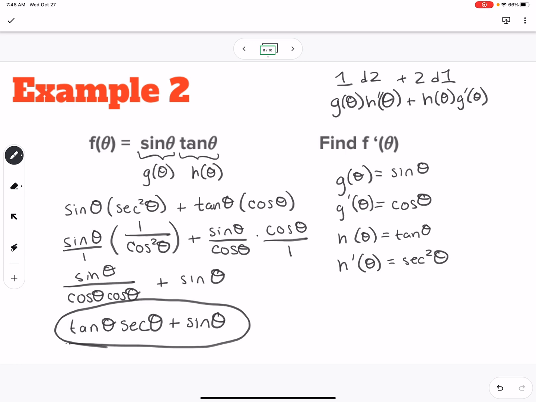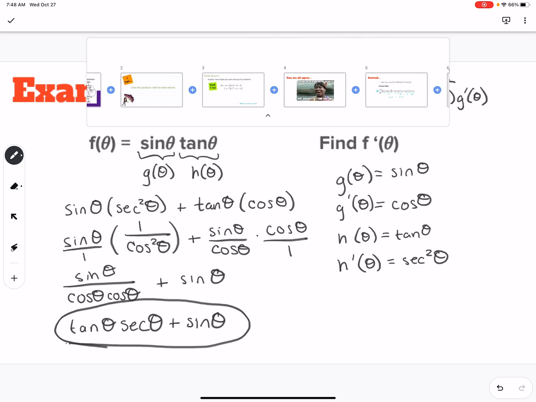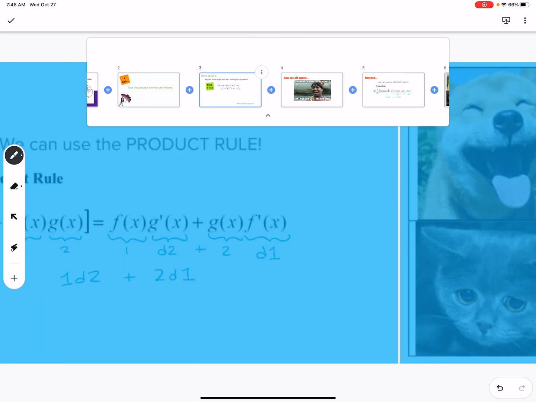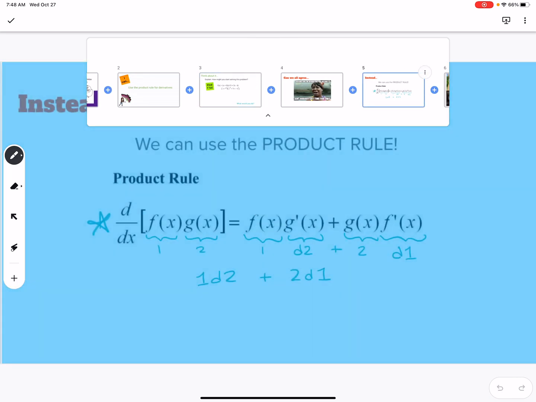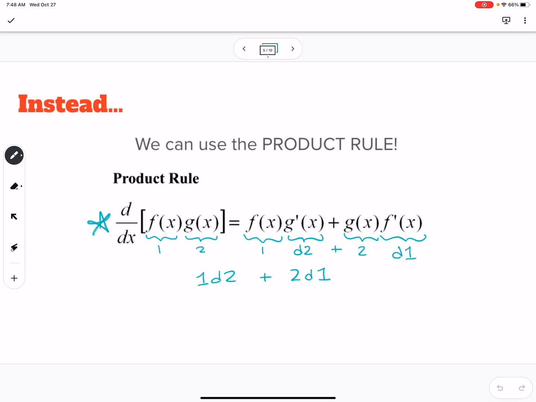Give you guys just one more second, make sure we're all caught up. All right, and one more time, I'm going to go back to that product rule, just so we have it engraved in our minds. You are going to use this on your practice today. Good luck, you all. I know you can do it. Yay.